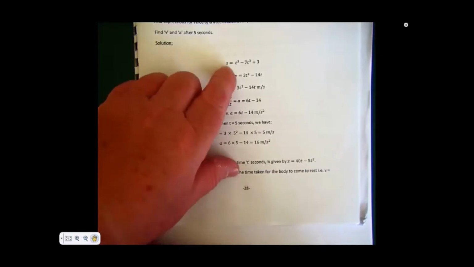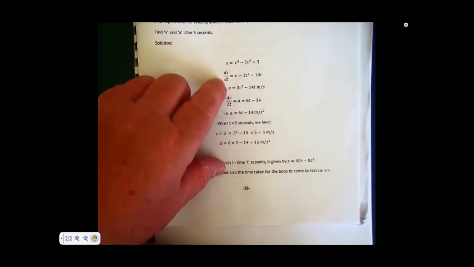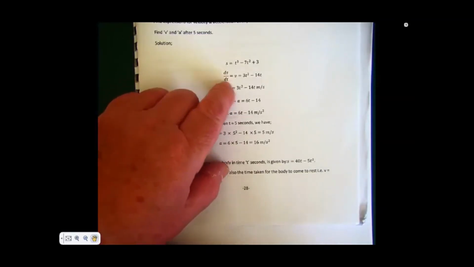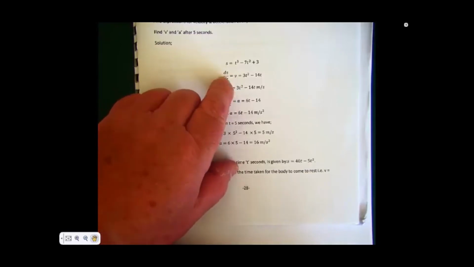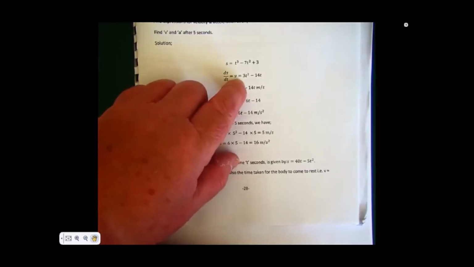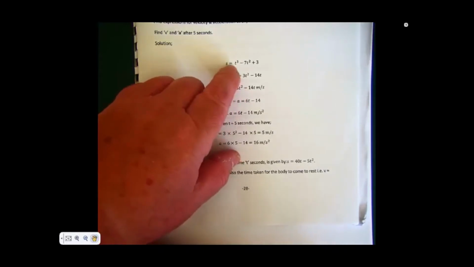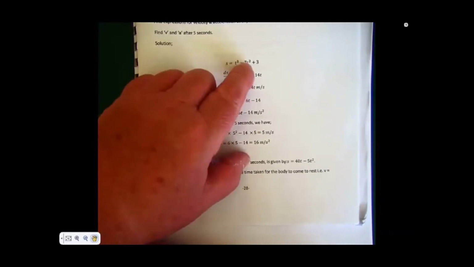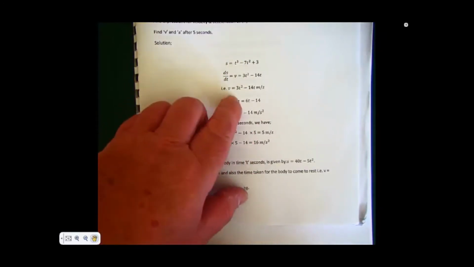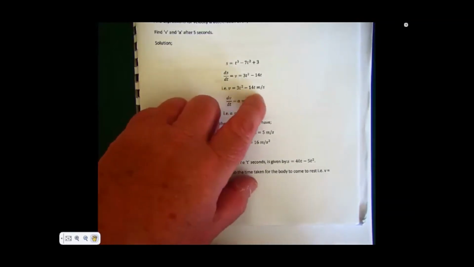So this is going to be ds/dt. This says a change in distance with respect to time. Well, distance over time is velocity. So this has some meaning now. So we can put this in: ds/dt equals v. And the velocity now is found by differentiating this term. 3t squared minus 14t, and the 3 drops out. So therefore, in other words, velocity is 3t squared minus 14t meters per second.